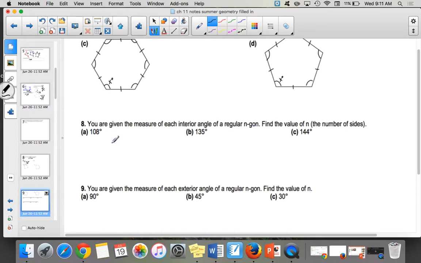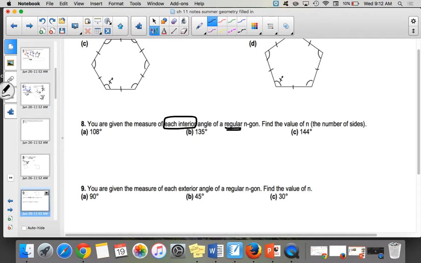All right, how about number 8 and 9? Let's do those. So it says you're given the measure of each interior angle of a regular n-gon. Find the value of n, so the number of sides. So this is each interior angle. Now that's tricky. And we're using the word regular again, so that means all the angles are the same. Okay, what was the sum of the interior angles? How did I find it? What formula? n minus 2 times 180. Now if I say each interior angle, this is different.